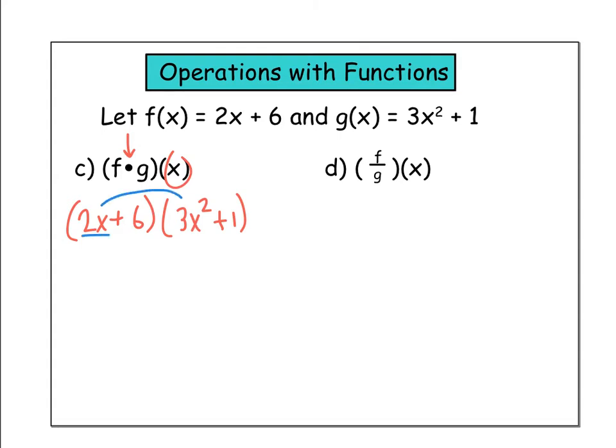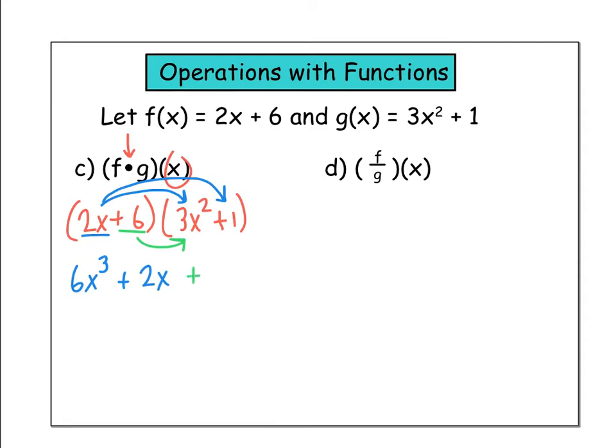So I'm going to take the 2x times the 3x squared. We're going to multiply the 2 times 3, and then for the x times x squared, we add those exponents. It does become x to the third. Then we will do the 2x times 1. Then we will move on and distribute or multiply the 6 to each of those.